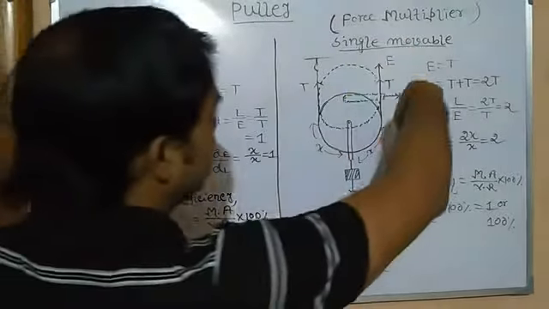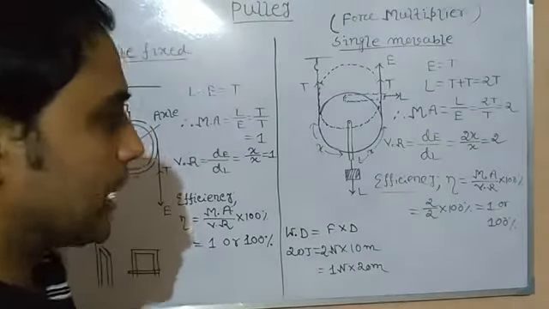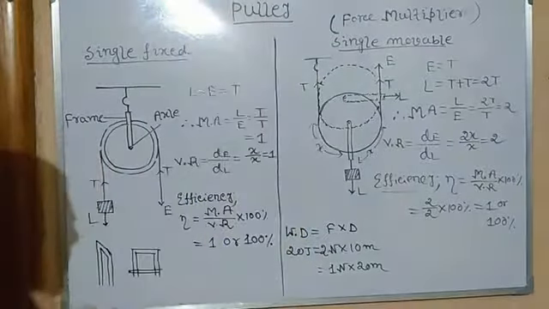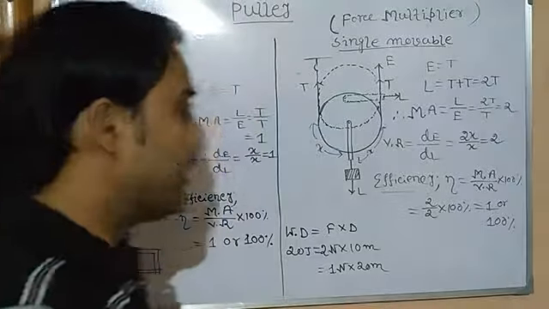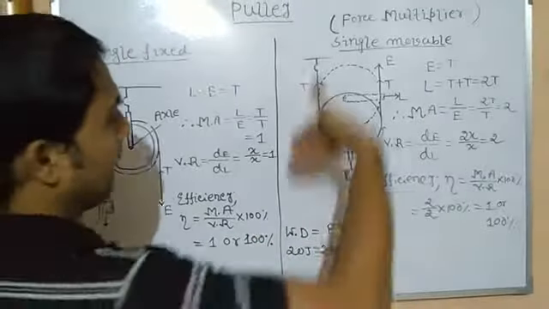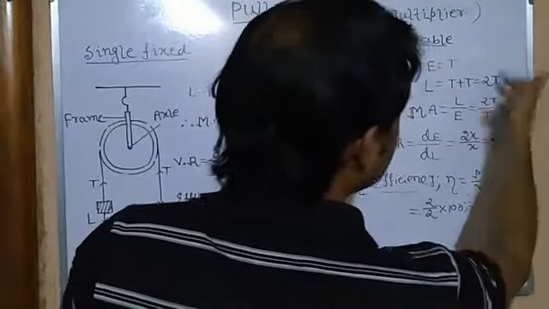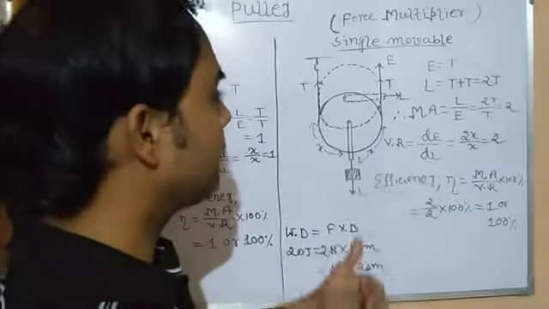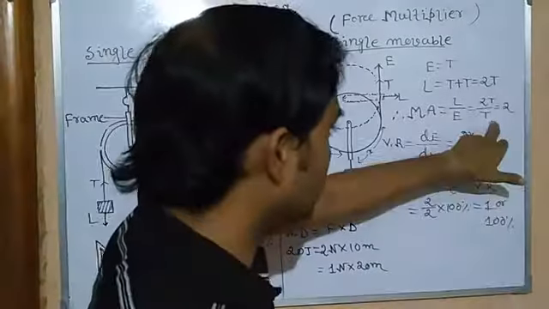Here effort is acting in the upward direction. We always know that to apply force, anything which is acting towards gravity is much easier, whereas anything to lift against gravity is quite painful, quite oppressive. But in spite of applying effort against gravity, here mechanical advantage is 2. It means output is double. To lift up some load, we need to apply less force.